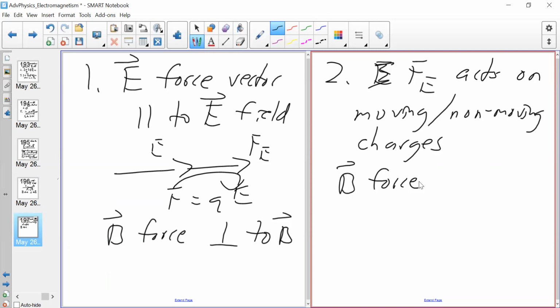The magnetic force needs a moving charge always.